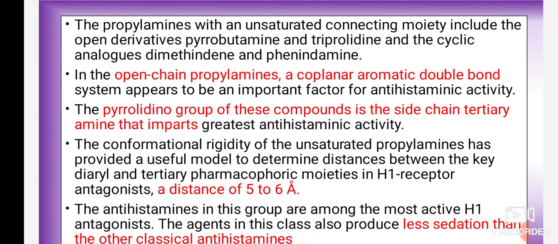The propylamines with an unsaturated connecting moiety include the open-chain derivatives pyrrobutamine and triprolidine, and the cyclic analogs dimethindene and phenindamine. So these are the open chain propylamines.